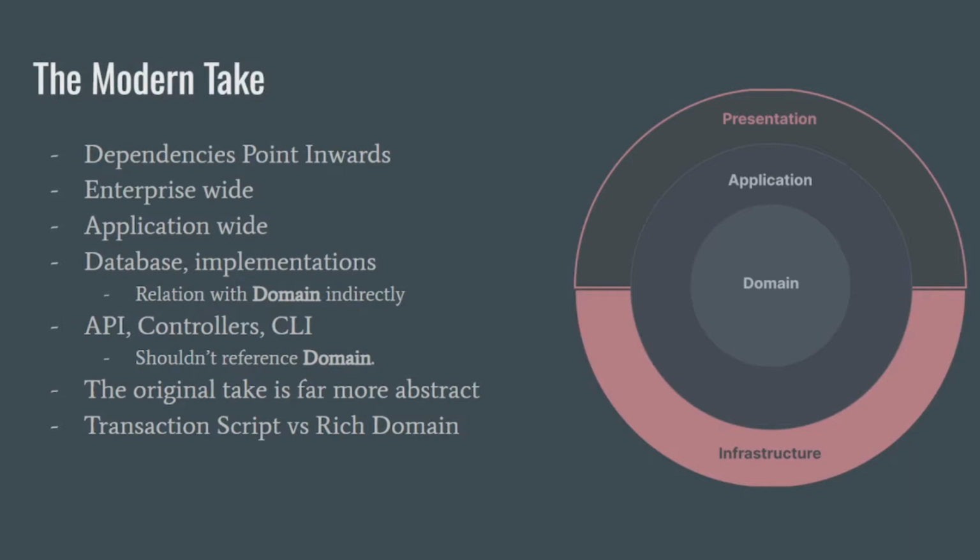So looking at this diagram, you're probably wondering, well, where the hell is the diagram of Uncle Bob? Well, as I mentioned, we will be looking at the modern take of clean architecture because the original idea is very abstract and it doesn't per se define clean architecture.